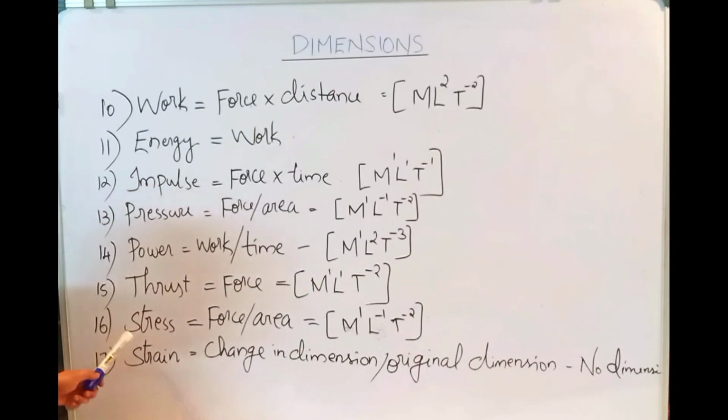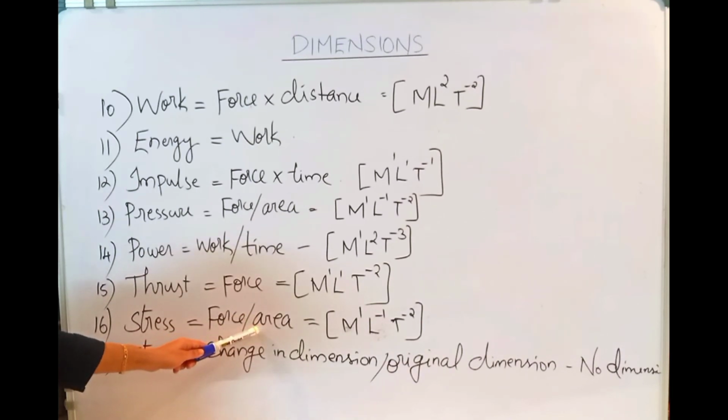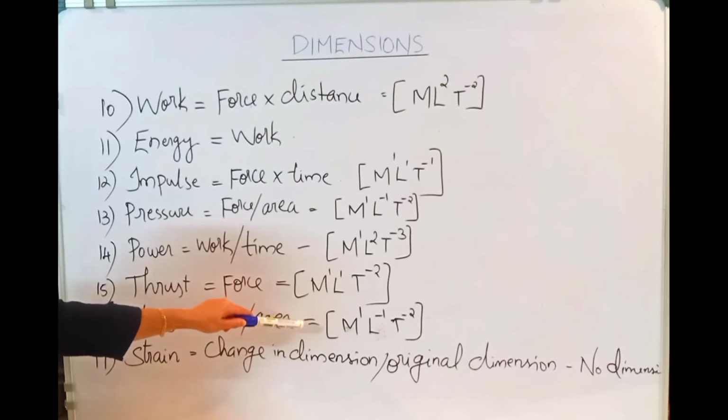Okay. Then stress. What is the equation for stress? Yes, force by area. So how can we find it? Force is M L T raised to minus 2 by area, that is by L square. So what will we get? Yes, M L raised to minus 1 T raised to minus 2.